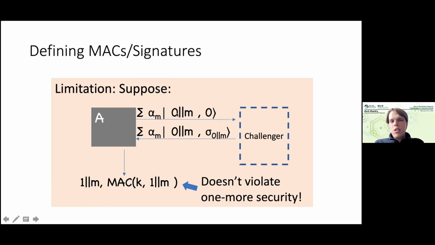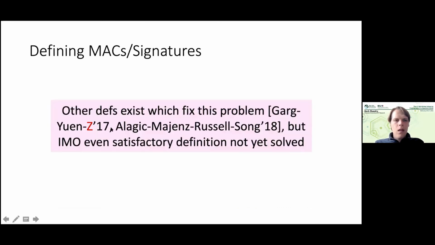In particular, maybe the superposition started with the preamble from Bob, whichever, and then the adversary is able to massage it to say, for Alice, which would change the nature of the message. So this seems wrong, and yet it doesn't violate this one-more security, and so it shows a limitation of the notion. Now there have been more recent definitions which fix this particular problem, but in my own opinion, I don't think that there really is a satisfactory definition yet, though we've been making progress. So this is, I think, an interesting open question.